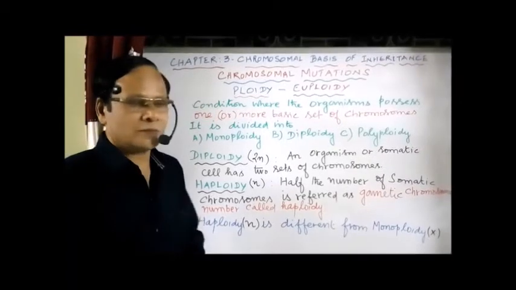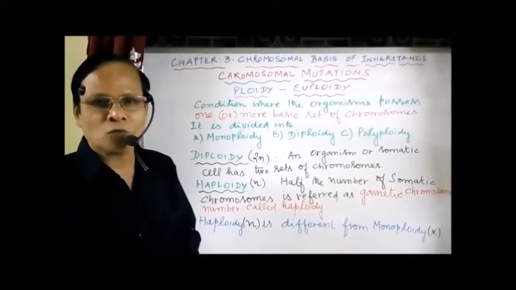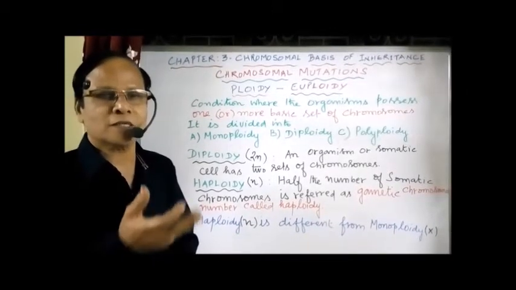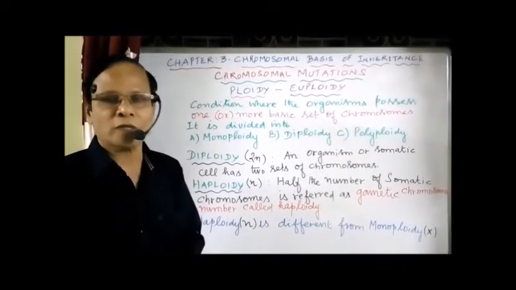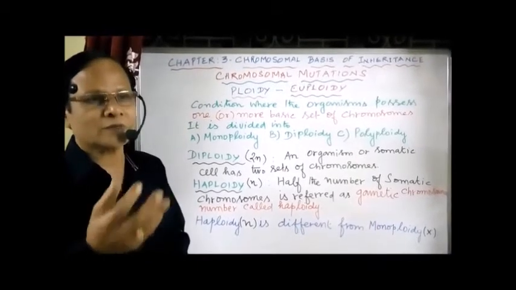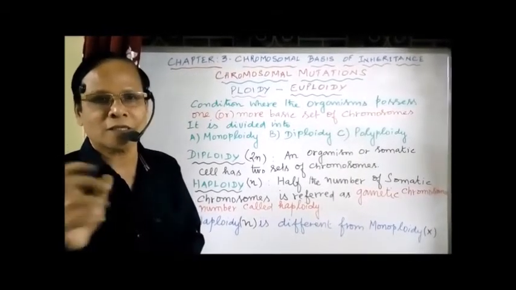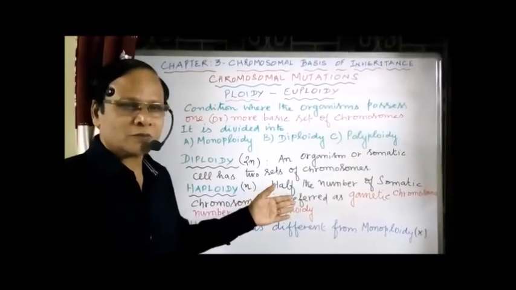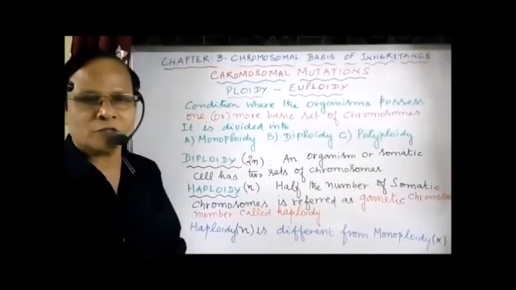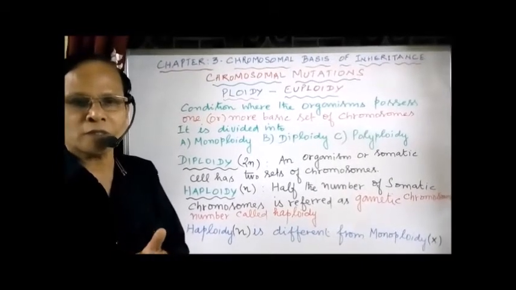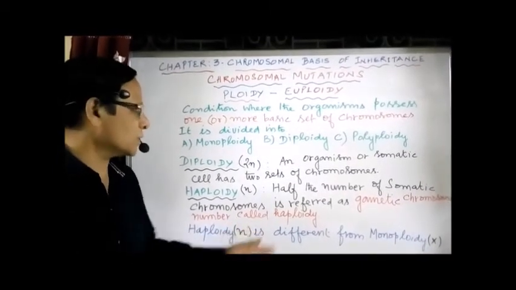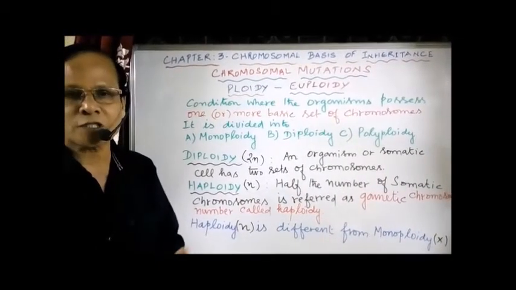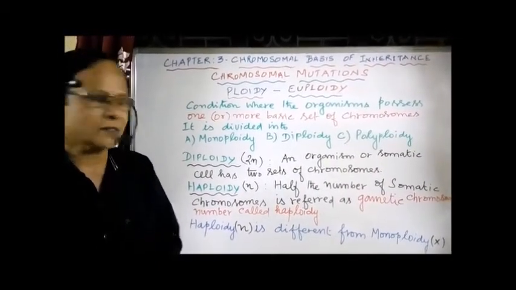We can get the haploid condition only in the case of gametes, not in somatic cells, except in certain plants. You know, we have the bryophytes, where the gametophytes are n in nature. The cells contain n number of chromosomes. So half the number of somatic chromosomes, that is n instead of 2n, is called the gametic chromosome number because it is found only in gametes like sperm, egg or spores.